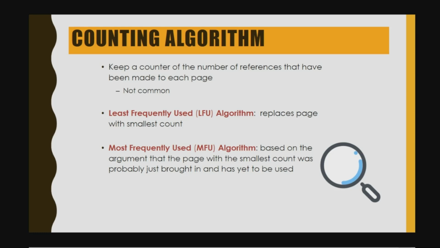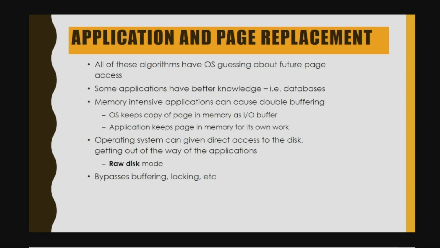Okay, for the counting algorithm, keep a counter of the number of references that have been made to each page, which is not common. LFU, least frequently used algorithm, replaces the page with the smallest count. MFU, most frequently used algorithm, is based on the argument that the page with the smallest count was probably just brought in and has yet to be used. All of these algorithms have the OS guessing about future page access. And some applications have better knowledge, for example databases.